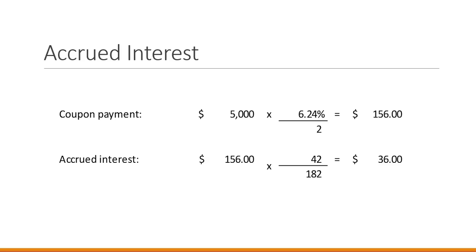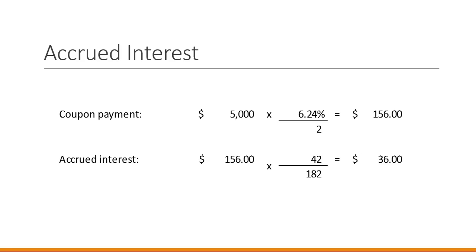First, the coupon payment. The bond face amount times the coupon rate divided by 2, because there are 2 payments per year for a semi-annual bond, gives us a regular payment, a periodic payment of $156. That's paid twice a year. The accrued interest calculation. If we're 42 days into the current period, then we multiply $156, that's the complete coupon payment, times the fraction 42 days over 182 days, which is the total days in the payment period, and this gives us an accrued interest amount of $36.